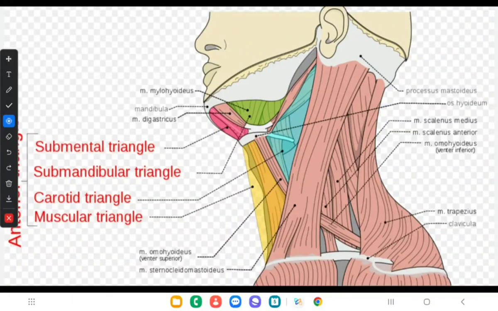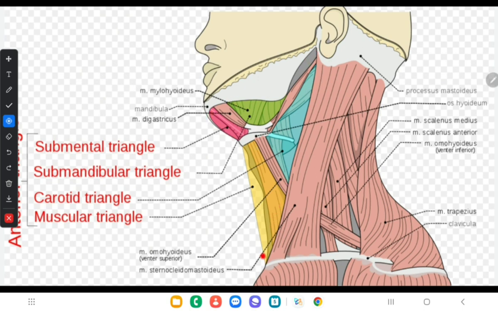Today I'm going to discuss the carotid triangle, which is one of the triangles included in the anterior triangle of the neck. From my previous video, I discussed the posterior triangle of the neck. So now I'm going to discuss the carotid triangle. Here you can see the anterior triangle of the neck. This is the anterior triangle of the neck.